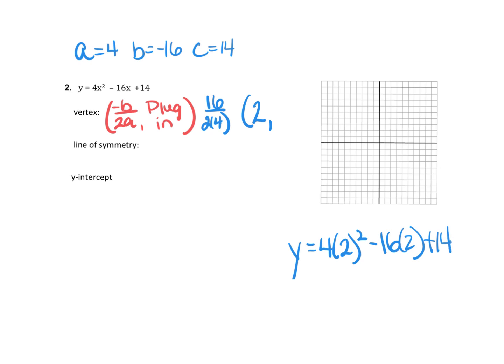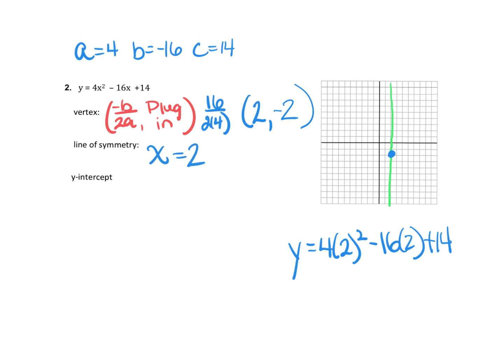All right, then once we get done simplifying that, you will end up having -2. So that means that our vertex is at (2, -2). Now let's go ahead and find the line of symmetry. Go straight up and down through the vertex. And so that means that the line of symmetry is x equals 2, the vertical line.